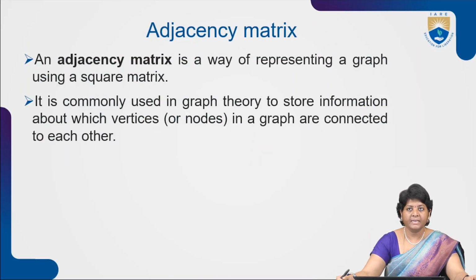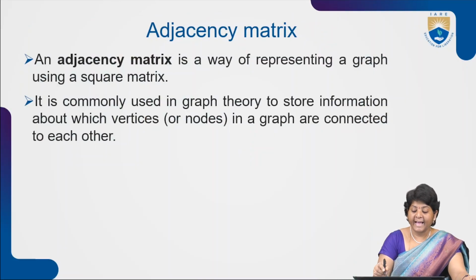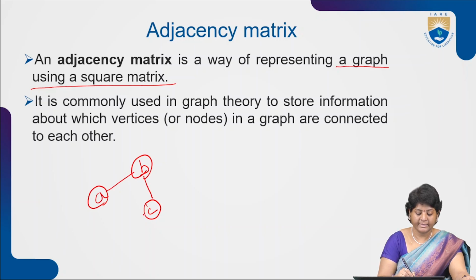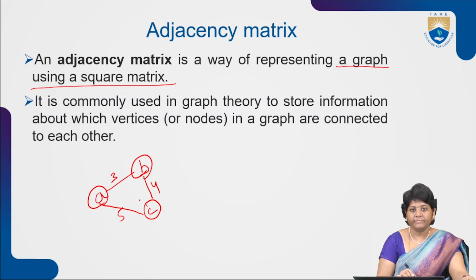An adjacency matrix is a way of representing a graph using a square matrix. So consider a graph with three vertices A, B, C, connected by edges AB, BC, CA, and the weights are 3, 4, 5. This is a representation of a graph, and here we will represent the same graph in terms of a matrix.